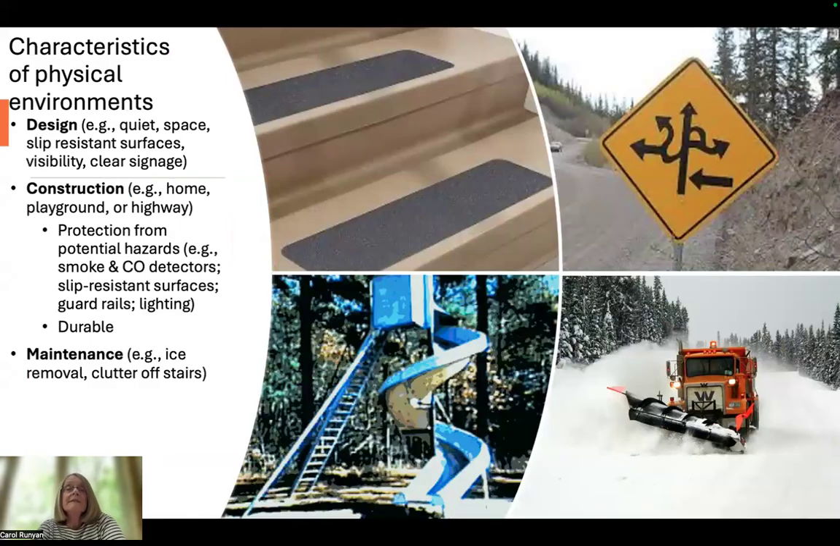In terms of characteristics of the physical environment, I'm just showing a few examples here of how the design of spaces makes a difference. Is it quiet? Does it have slip-resistant surfaces? Is there enough space to move around? What about visibility? Clear signage. This clearly is an example of poor signage, but here's an example of slip-resistant patches on a stairway to make it harder to slip down.